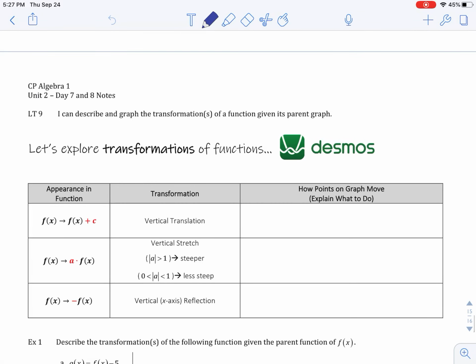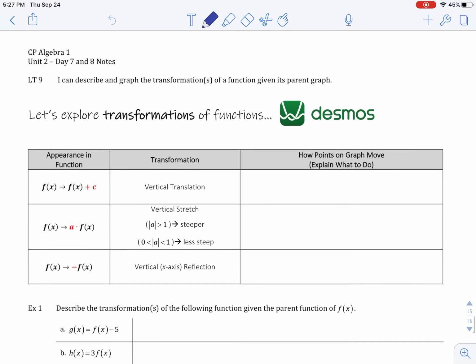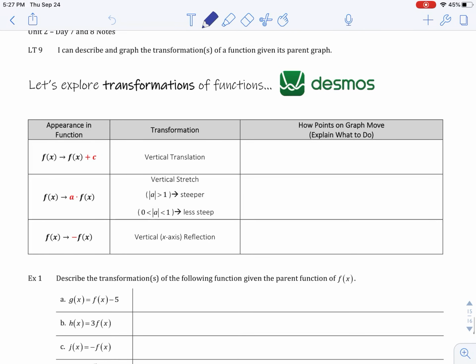Hi class, so this is Unit 2, and this will actually be Day 7 and Day 8 together. They go nicely together. We have one learning target, number 9, and it says that I can describe and graph the transformations of a function given its parent graphs. We're probably going to use the app Desmos that we told you to download, so make sure you have that next to you.